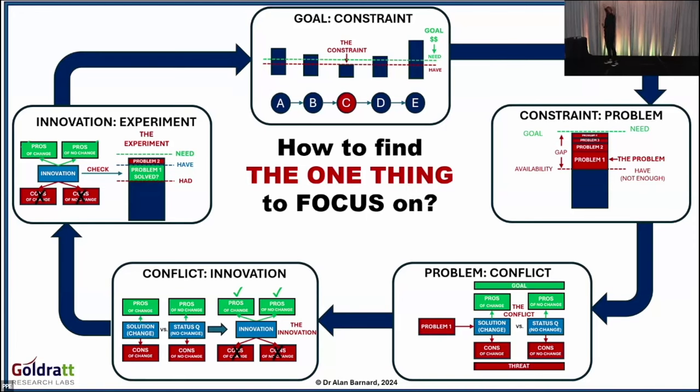Has the amount of goal units gone up? If so, and the constraint is still that resource, I still don't have enough of it, then what's the second problem to solve? Or maybe I've improved that one so much that the constraint has now moved somewhere else. And then I just keep on following the process.